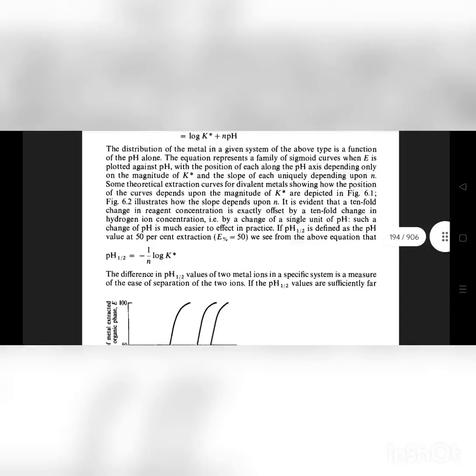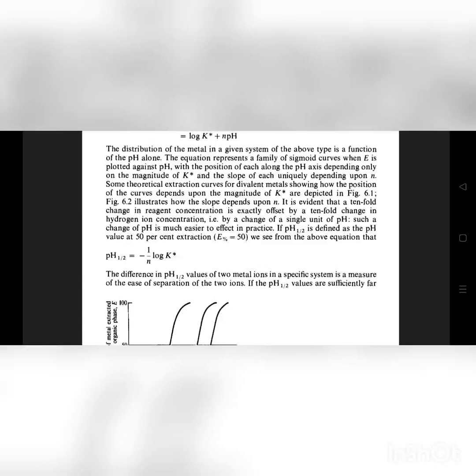The distribution of the metal ion in a given system of the above type is a function of the pH alone. The equation represents a family of sigmoid curves when E is plotted against pH, with the position of each along the pH axis depending only on K*. Some theoretical extraction curves for divalent metals, showing how the position of the curve depends upon the magnitude of K*, are depicted. Figure 6.2 illustrates how the slope depends upon n. It is evident that a tenfold change in reagent concentration is exactly offset by a tenfold change in hydrogen ion concentration, that is, by a change of a single unit of pH.